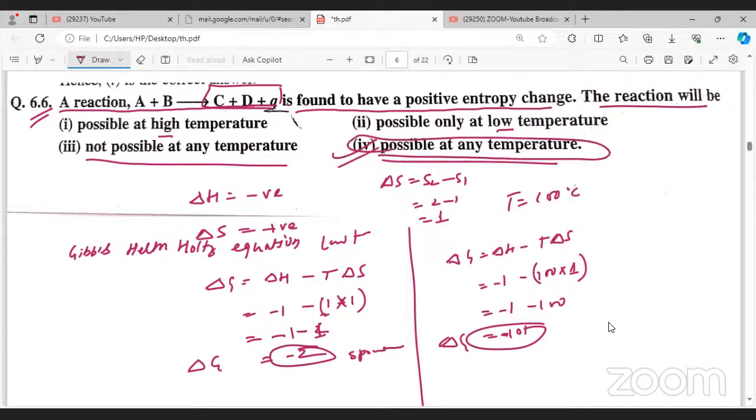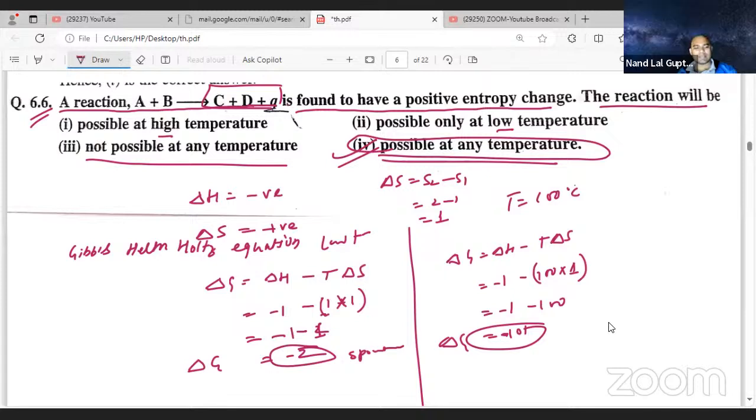Yes, sir. Or should I tell again? Sir, understood. Sir, we have to display two cases. The first one high temperature and the second one low temperature. Excellent. Correct.